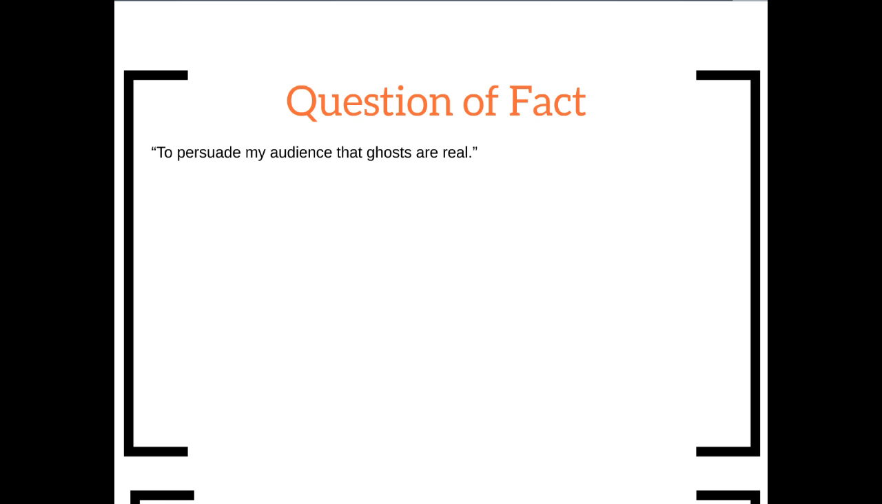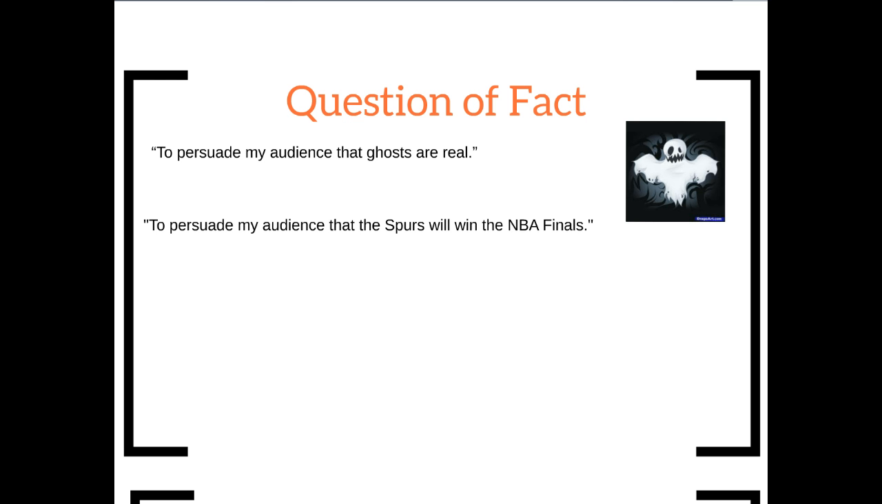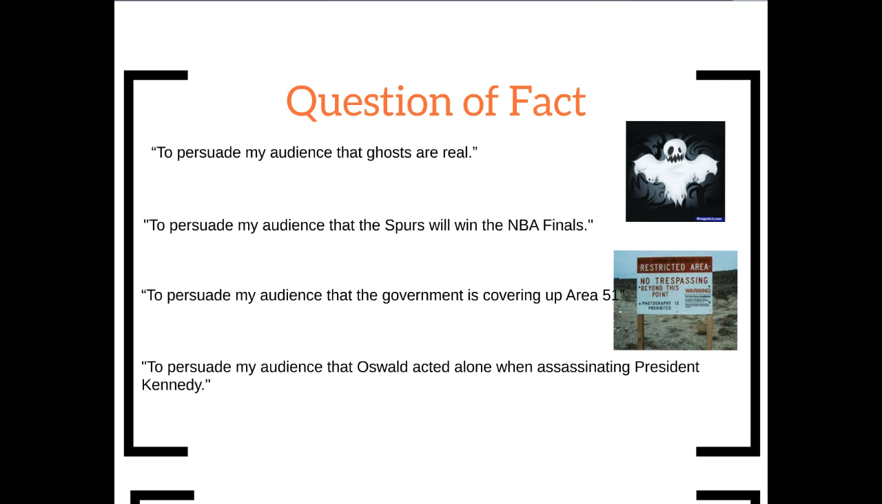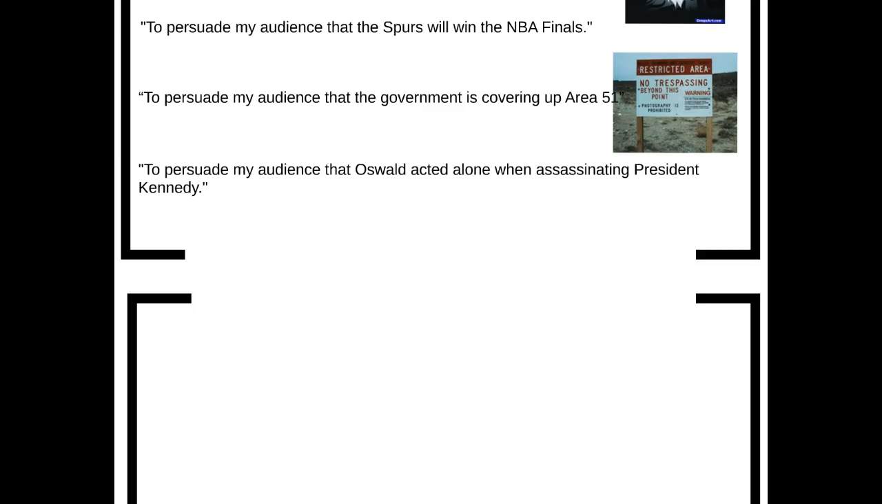Let's start with question of fact. To persuade my audience that ghosts are real. Things that have some controversy or things that people don't believe in, that's a really good area for question of fact. I actually had a student who did this topic. Predictions was also something that I mentioned. This is a really old prediction that I had: to persuade my audience that the government is covering up Area 51, so other controversial issues. And to persuade my audience that Oswald acted alone when assassinating President Kennedy. Like I mentioned before, historical controversies. These are all good examples of what question of fact topics typically look like.